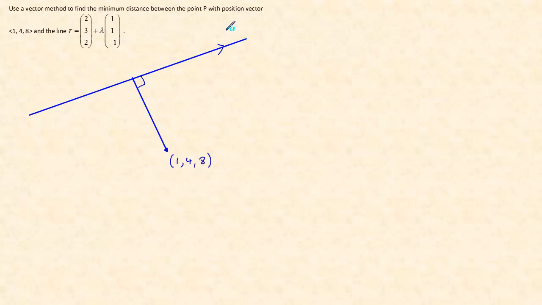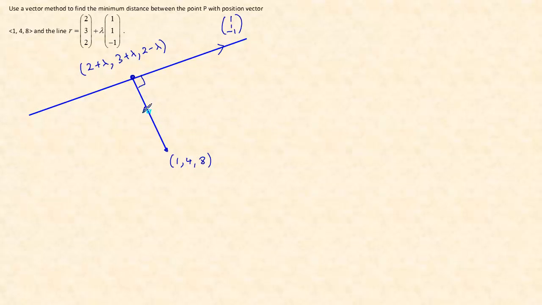Now the direction of the line is (1, 1, -1), and a general point on the line would have coordinates (2 + λ, 3 + λ, 2 - λ).